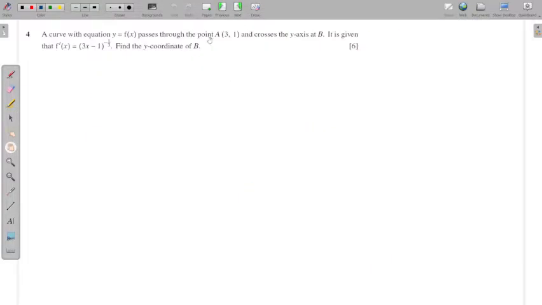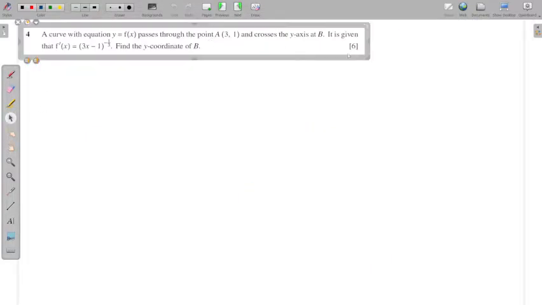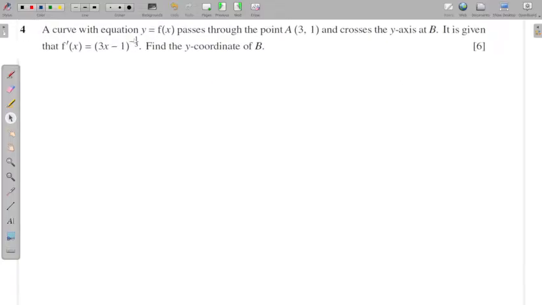So let's move on to the fourth question. Here they have said that we have a curve with equation y equal to f(x), which is passing through the point A (3, 1), and it crosses the y-axis at P. It is given that f prime x is equal to (3x minus 1) to the power minus 1 by 3, and we have to find out the y coordinate of P. So again, the first step is to jot down whatever information they have given us.